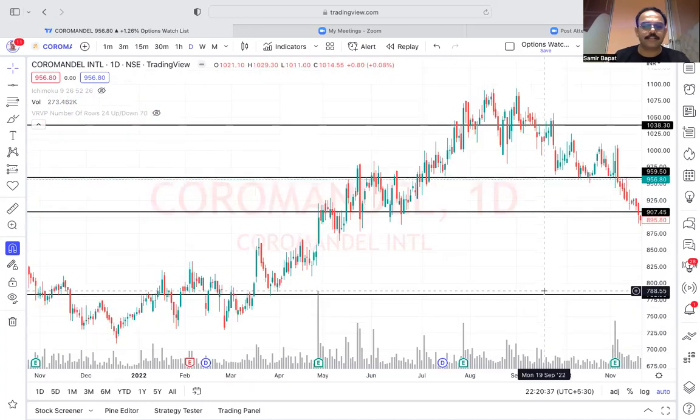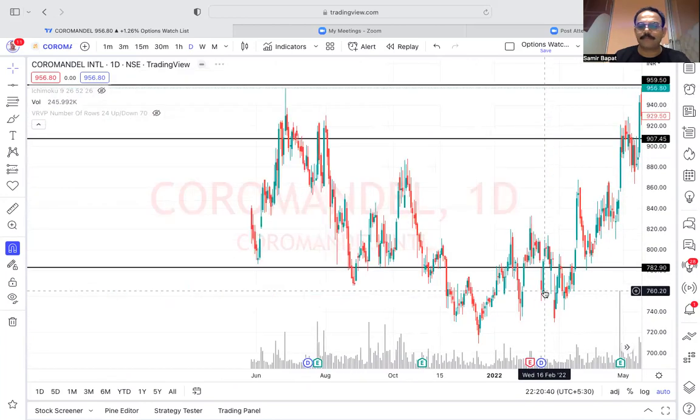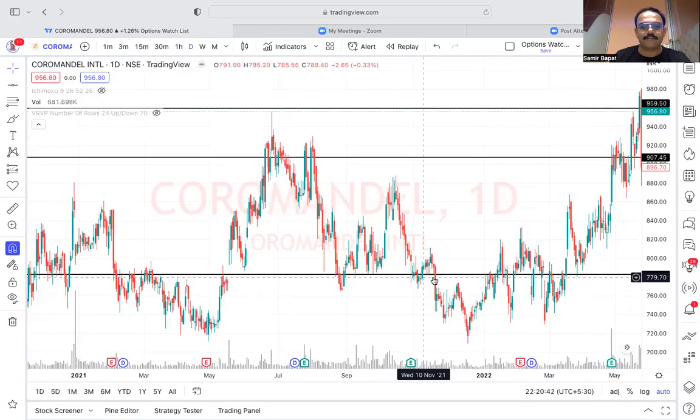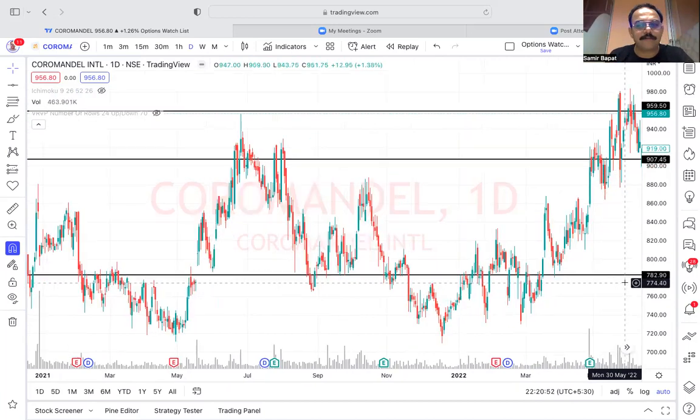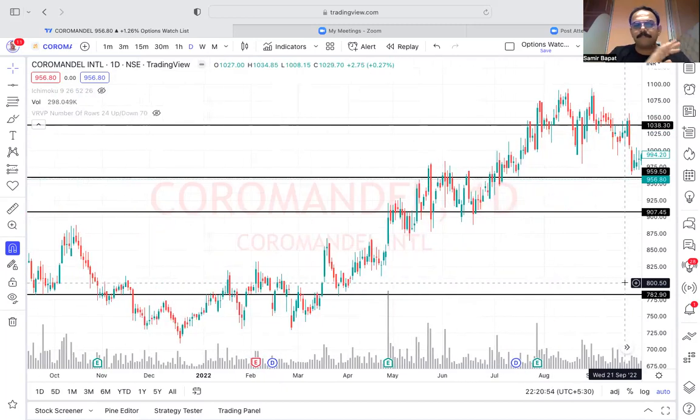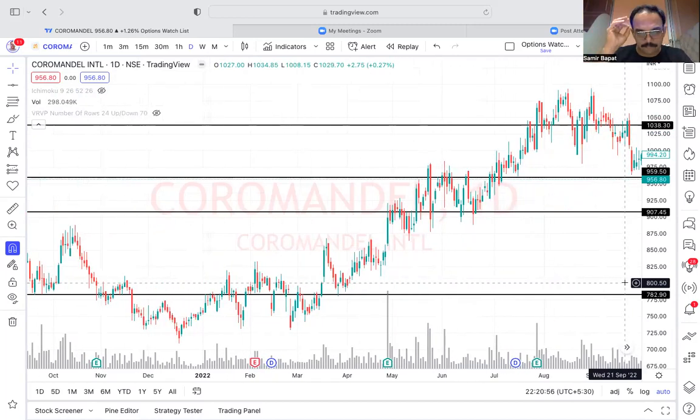If you see, this must have bounced multiple times here. If you see this level, this will give you confidence, right? Because it has bounced here, here, here, and here. So this level is more comfortable. Wait till there and then buy. Never be in a rush to buy any share. Analyze, be comfortable, and then buy.